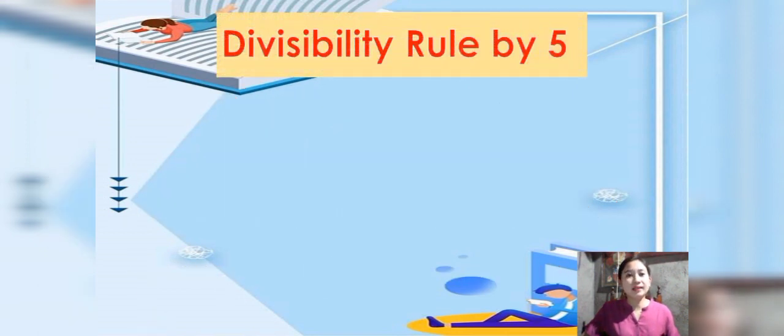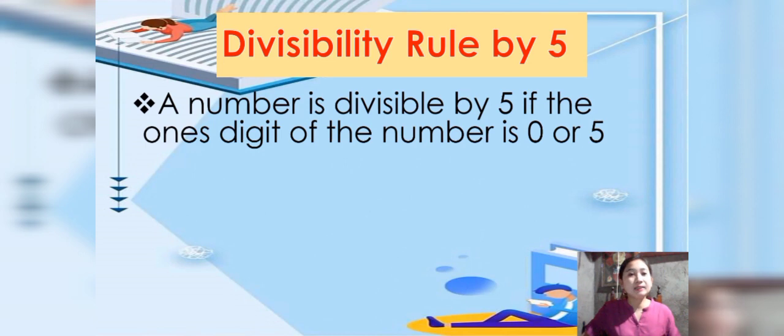Now, let us discuss divisibility rule for 5. A number is said to be divisible by 5 if the ones digit of the number is 0 or 5. It means if the digit in the ones place is 0 or 5, it is divisible by 5.